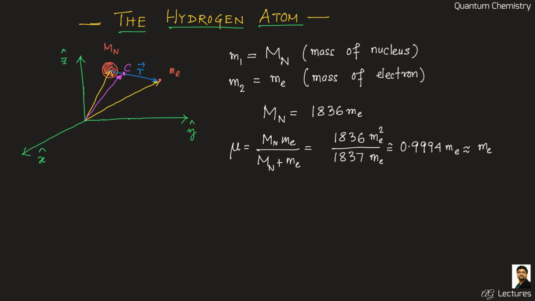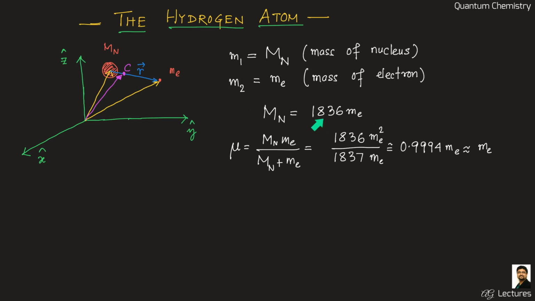So let's start the discussion on the hydrogen atom from the same picture that we had drawn previously for a two-body system. The only difference that I have tried to make in this picture is that I have made one particle much bigger than the other one, which is the case for a hydrogen atom, because the nucleus is way larger and way heavier than the electron. So here M1 is replaced by capital Mn, the mass of the nucleus, and M2 is replaced by Me, the mass of the electron, and the ratio of these two masses is like this.